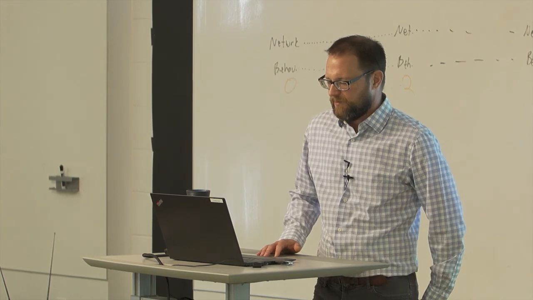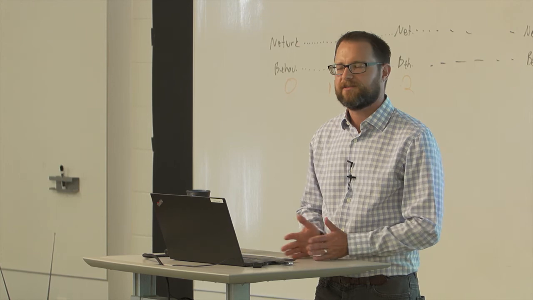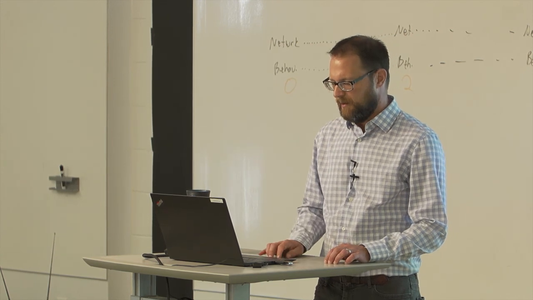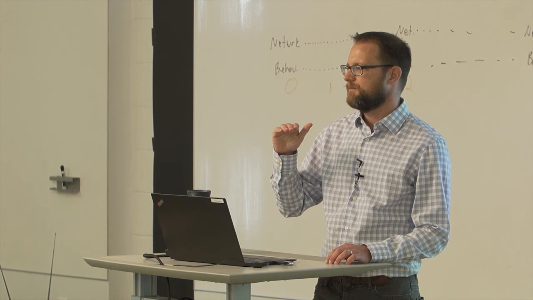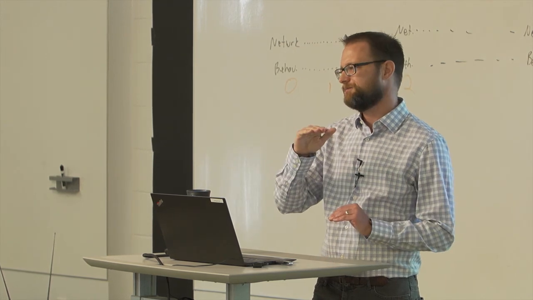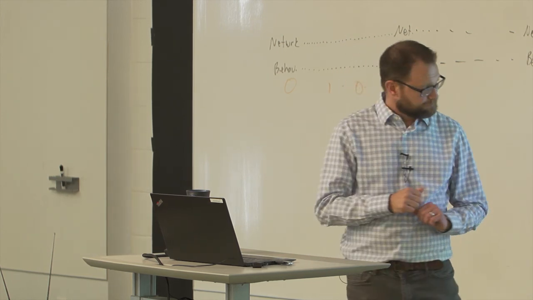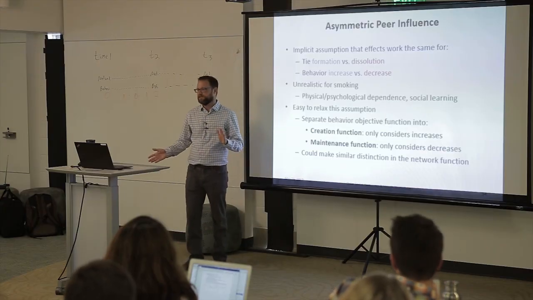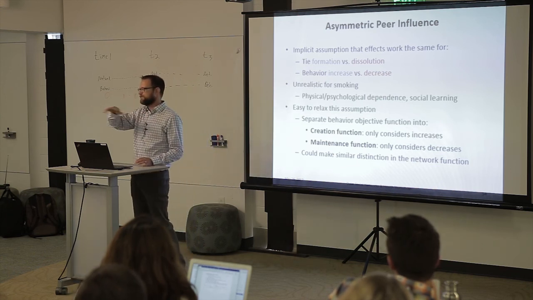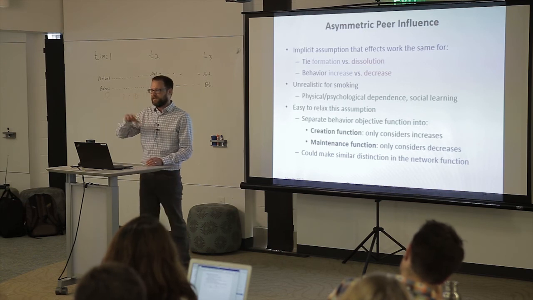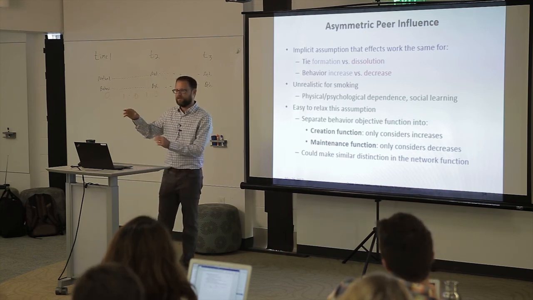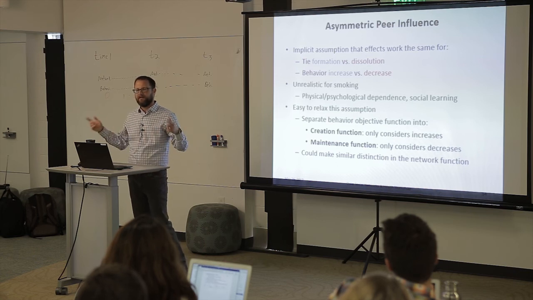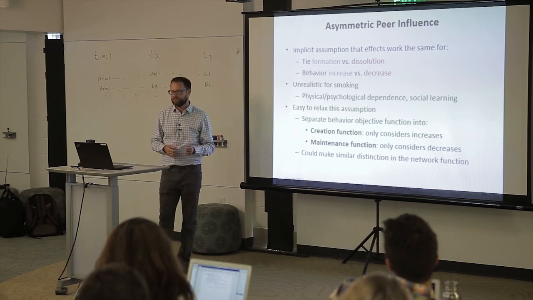Okay, so we can relax this assumption and actually estimate separate models, or at least separate out particular effects for increases versus decreases. The way to do that is to take that network function or that behavior function and create two functions. One is the creation function that only considers increases, and the maintenance function only considers decreases. So when an ego is going through, considering all these ties or behaviors, if it's a potential increase or potentially adding a tie, it'll use one function. If it's a decrease or dropping a tie, it'll use a different function. And those functions are updated separately over time, so we can get different estimates for increases versus decreases.